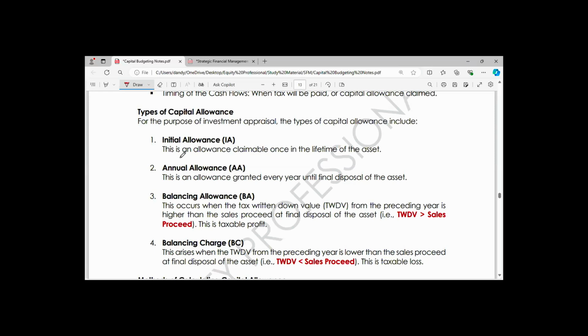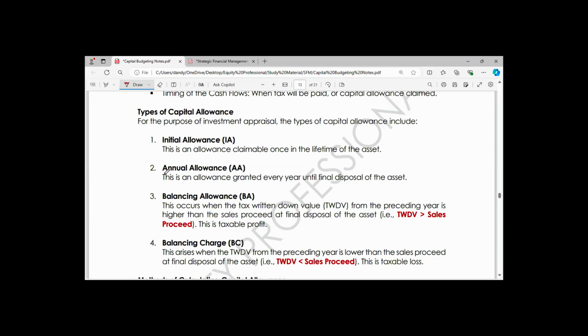Therefore, what do you mean by annual allowance? The annual allowance is an allowance claimable every year until the final disposal of the assets. So every year, from year 1 to the final day of the assets, the company will continue to claim annual allowance. Once the asset is disposed of, the company will stop claiming annual allowance. Then the third one, which is balancing allowance.